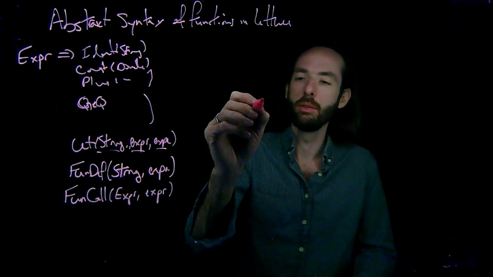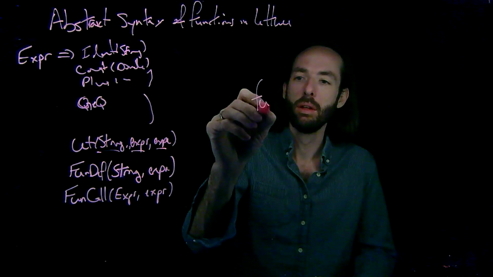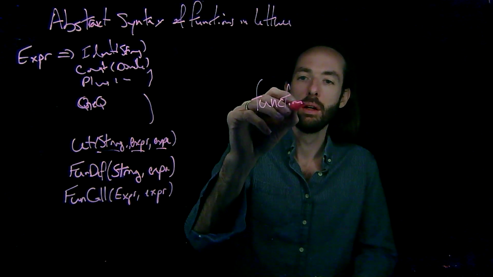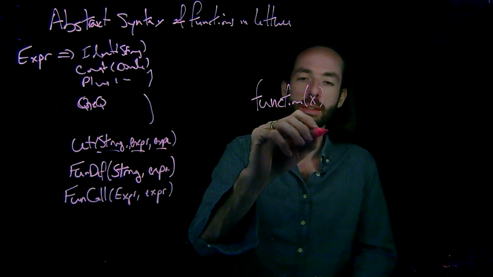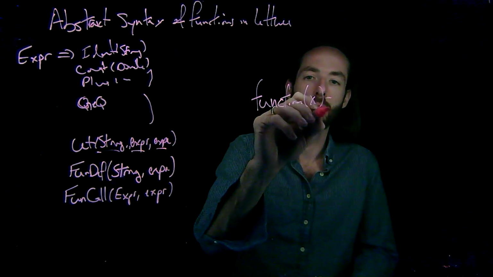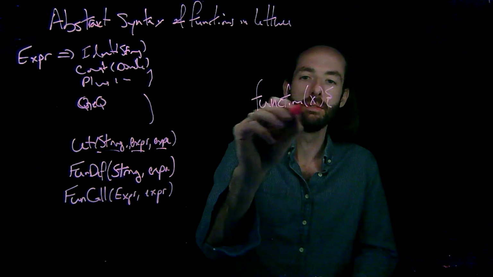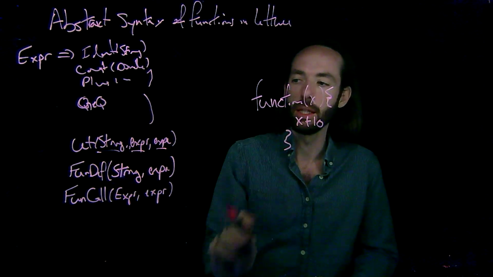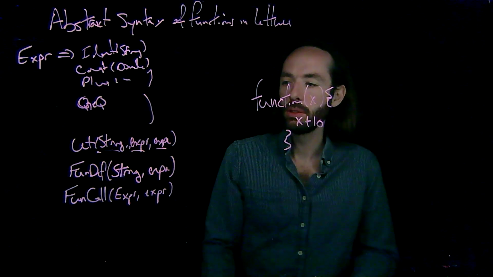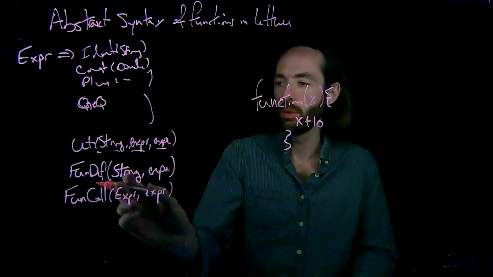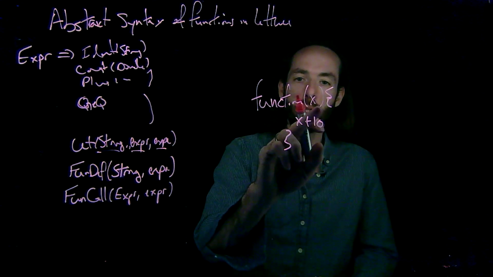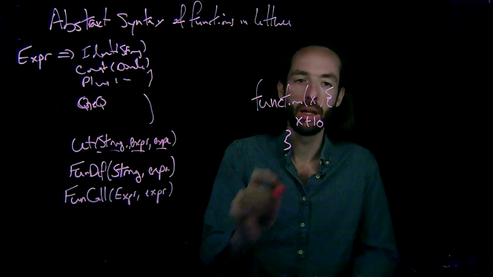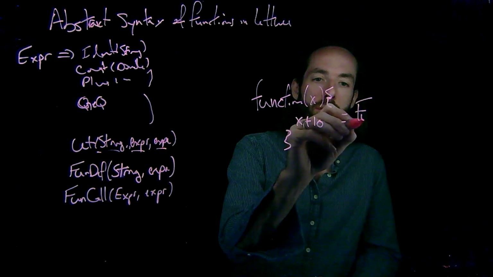So what is fundef? Remember, in Lattice, all of our functions are anonymous functions that take in a single parameter. So we have it look like this: function x, and then we have in our body x plus 10, something like that. And so this should translate to function def. Where what do we have here? Well, the string is going to be whatever the parameter name is, and the expression is just going to be the body.